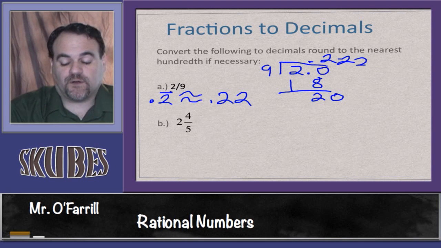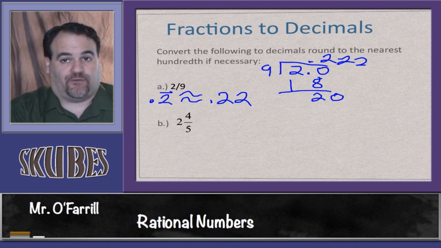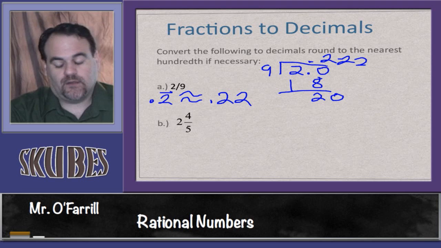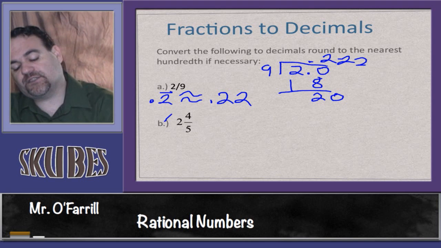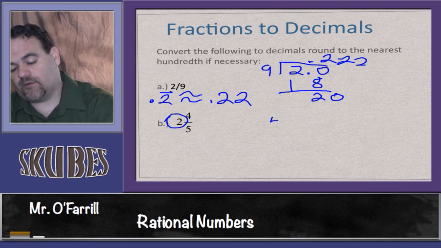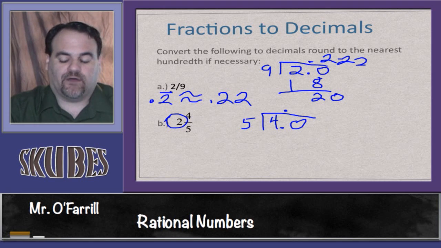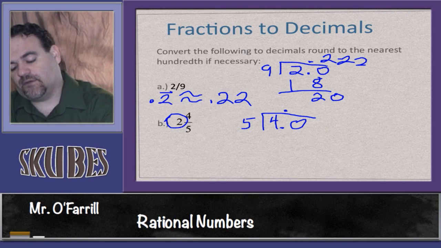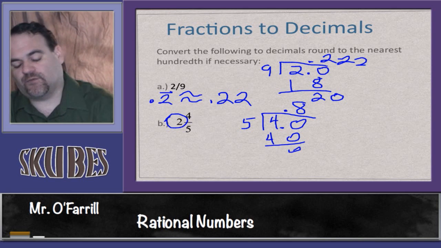And then our last one on this page is a mixed fraction. So for the time being, we can actually just ignore that 2 and do 4 divided by 5, or 40 divided by 5. Goes into it 8 times, which is 40. So we have 0.8.